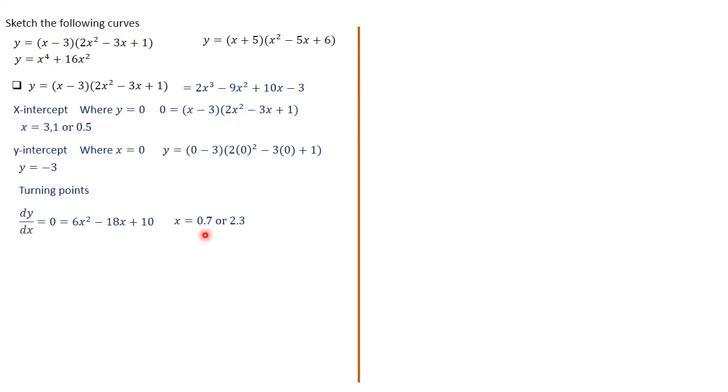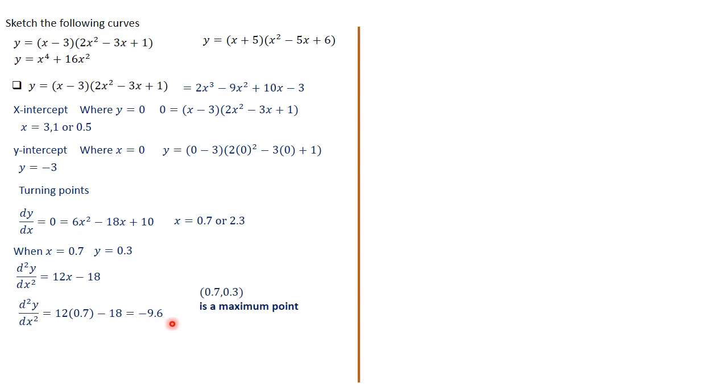The curve takes two turns. One at the point where x is 0.7, the other at the point where x is 2.3. Now when x is 0.7, y is 0.3. That is, the turning point is therefore (0.7, 0.3). Then to test that, we take the second derivative, differentiating this further, and putting the value of x to be 0.7. We get the answer negative 9.6. And now that it's negative, it must be a maximum point. The point (0.7, 0.3) is a maximum point.